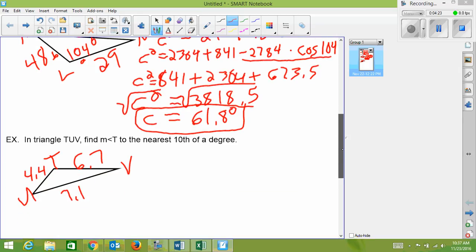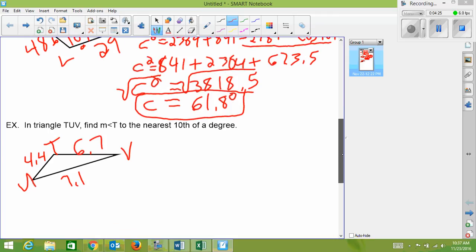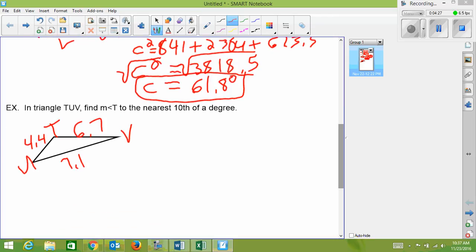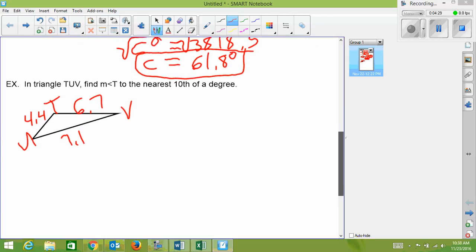Another variation of this same type of thing: in triangle TUV, find the measure of angle T to the nearest tenth of a degree. So now I don't know any of the angles on this one. And again, I think I'm going to plug in my sides just to remind myself. That would be c, this would be a, this would be b, according to that picture up above, just so I can keep that in mind.